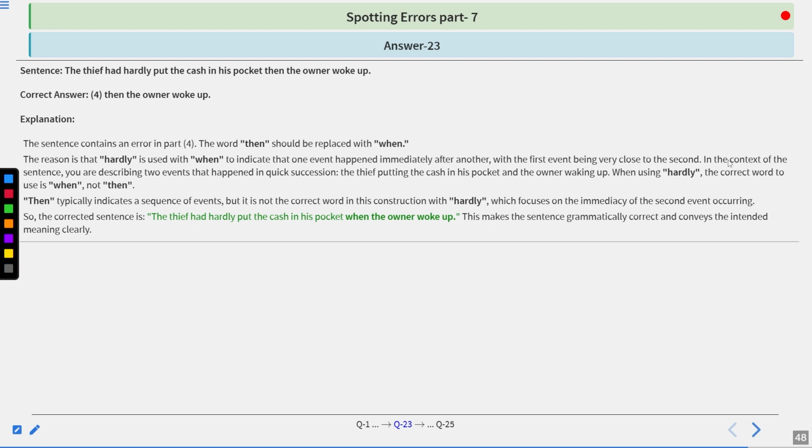In the context of the sentence, you are describing two events that happen in quick succession: the thief putting the cash in his pocket and the owner waking up. Using "hardly", the correct word to use is "when", not "then". "Then" typically indicates a sequence of events, but is not the correct word in this construction with "hardly", which focuses on the immediacy of the second event occurring. So the correct sentence is: the thief had hardly put the cash in his pocket when the owner woke up. This makes the sentence grammatically correct and conveys the intended meaning clearly.